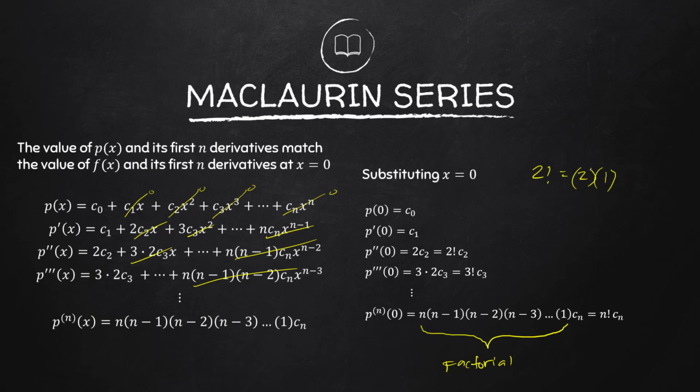Okay? You are subtracting an increment of 1. So, kasi sinabing 3 factorial, this is equal to 3 times 2 times 1. Okay. So, ayun. N factorial c sub n.